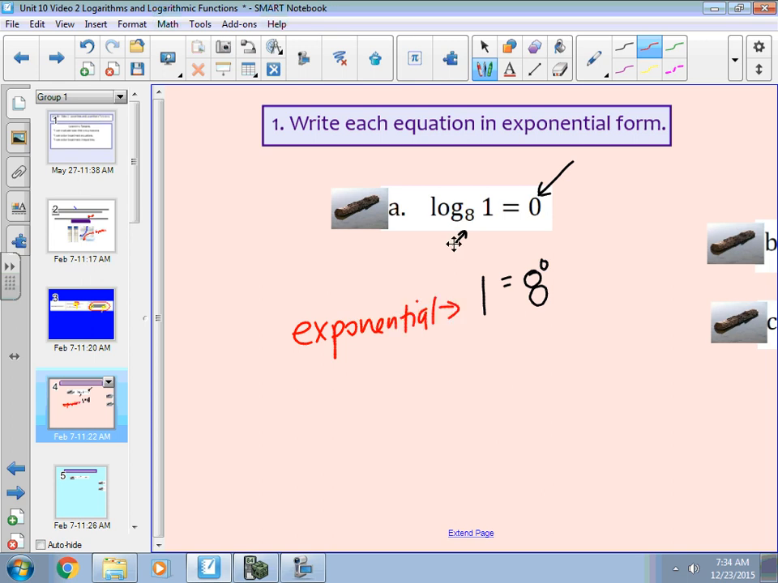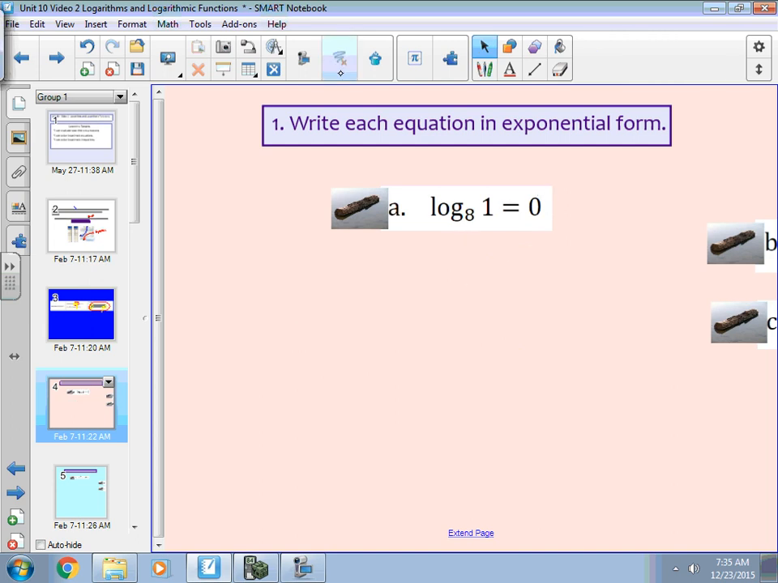Okay, now you can test to see if you did it right or not. So do these two sides equal each other? Well, let's see. 8 to the 0 power. Anything to the 0 power is equal to 1. So are both sides equal to each other? Yep, this one was right. This is the exponential form of this problem.